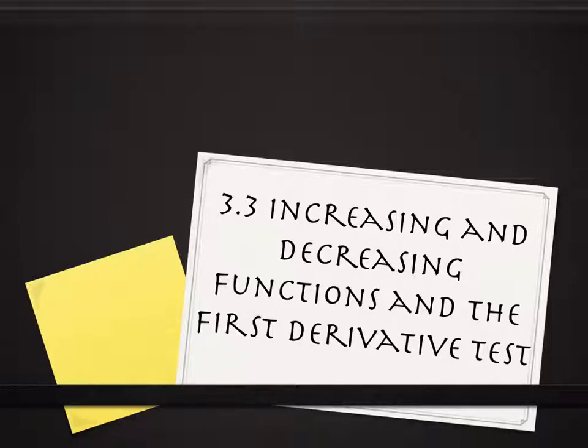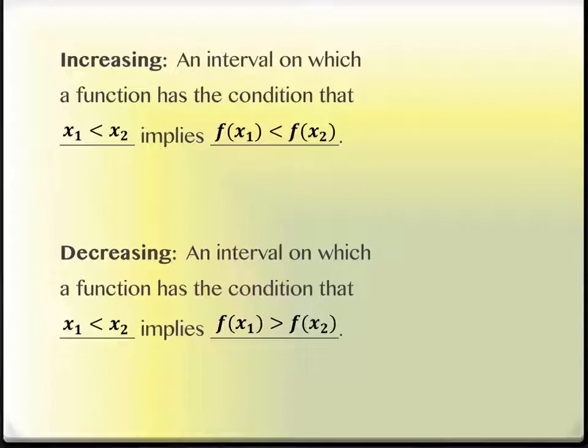We're going to start out by giving it some real rigid definitions. And they're going to sound a little bit funny, but bear with me while I draw you a picture for each. So the first one is increasing. An increasing function is a function on an interval where it has the condition that x1 less than x2 implies that f of x1 is less than f of x2. And, of course, the image would be something like this.